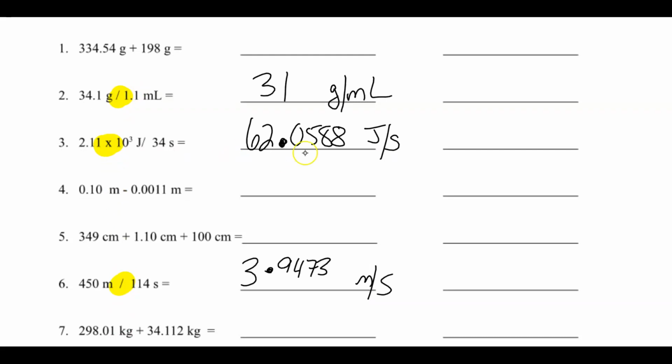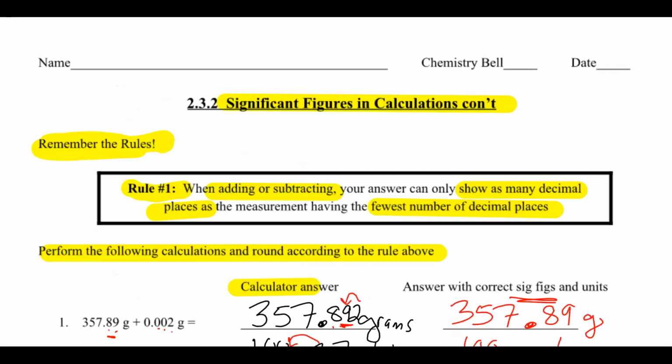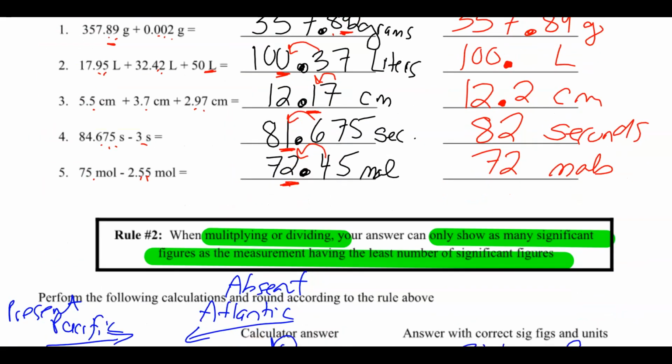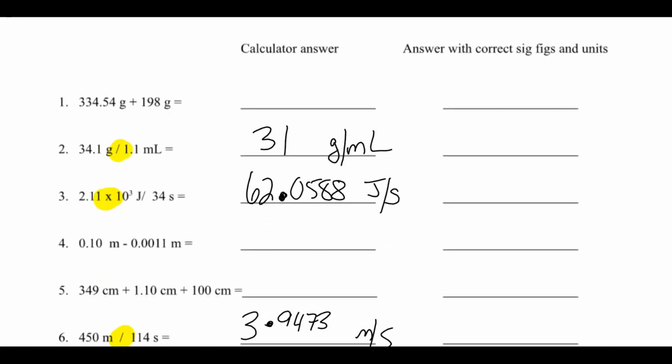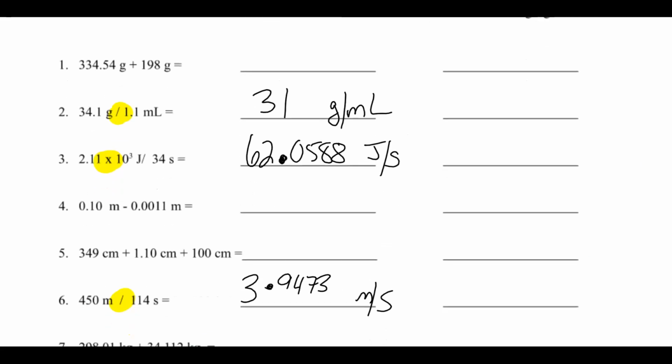Welcome back. Let's look at our multiplying and dividing sig fig rules. So remember, we want to go to the least number of total sig figs when we're multiplying and dividing. So here's my calculator answers. Let's count and identify how many sig figs we have first. Okay, let's do this over here. So remember, if we've got present, that means we're going to count from the Pacific, from the left. If we have an absent, we're going to count from the Atlantic.